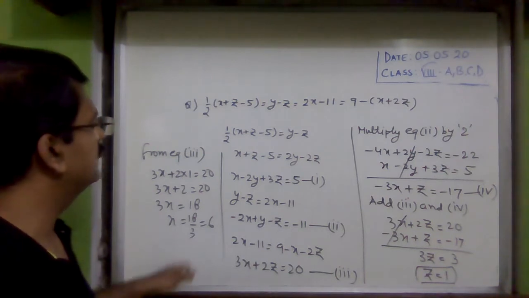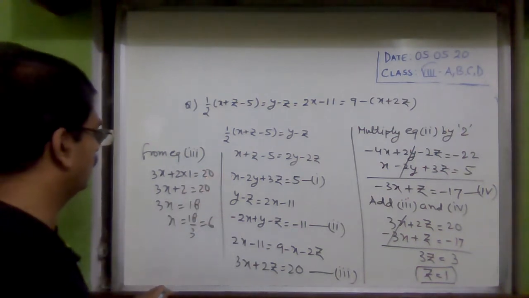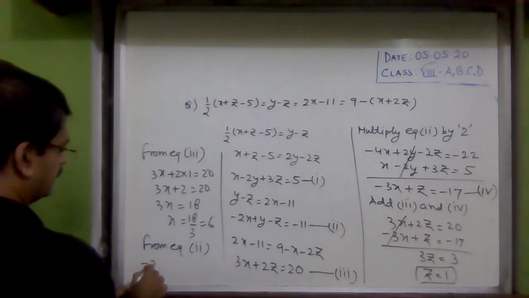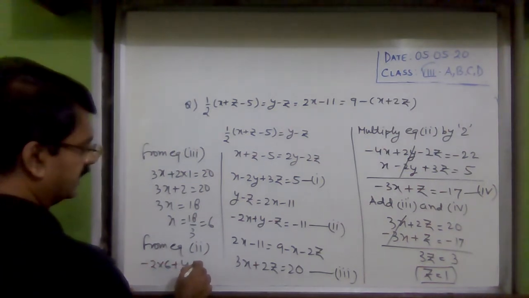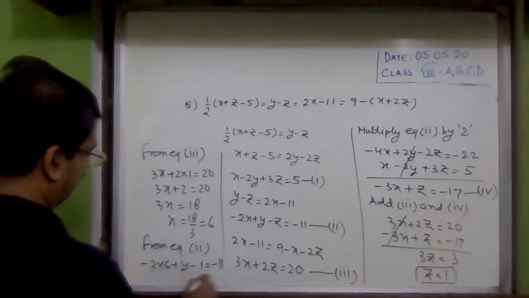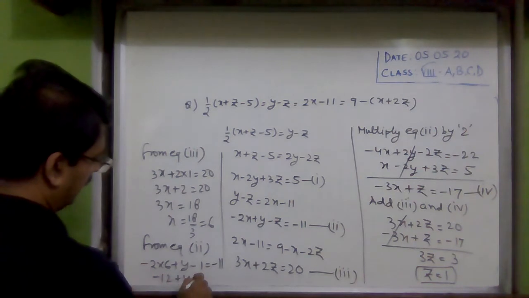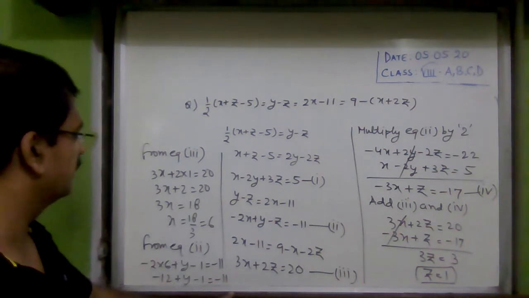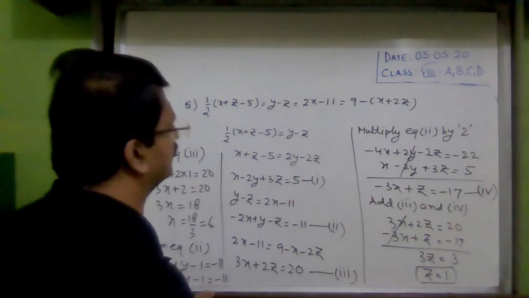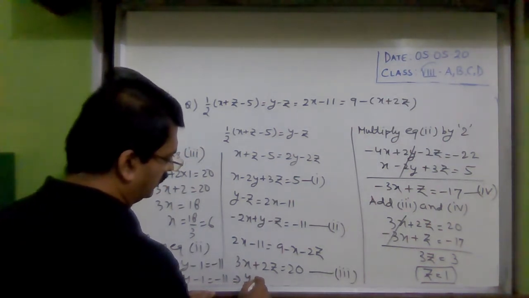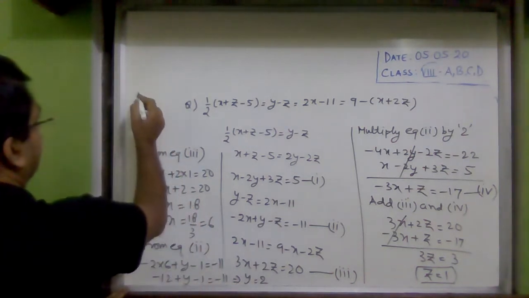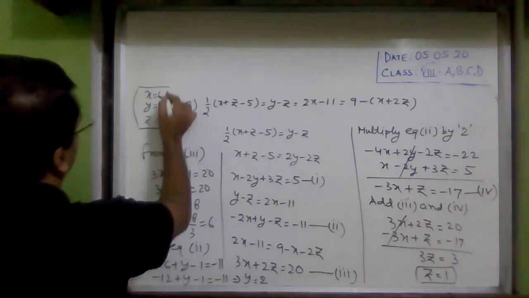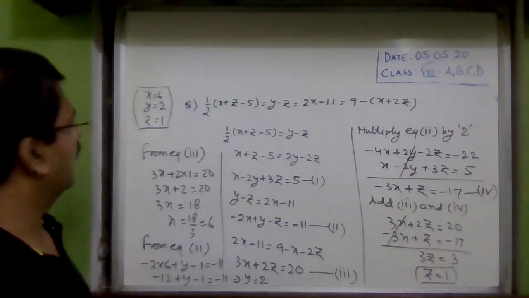Now you put both the values in equation number 2. So from equation 2, minus 2 into 6 plus y minus 1 is equal to minus 11. So minus 12 plus y minus 1 is equal to minus 11. Now you see minus 12 minus 1 will be minus 13. When you shift it to that side, it will become plus 13. So y is equal to 13 minus 11, that is y is equal to 2. So the final answer is x is equal to 6, y is equal to 2, z is equal to 1. That is our answer.